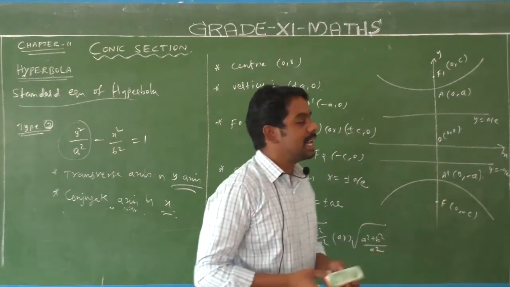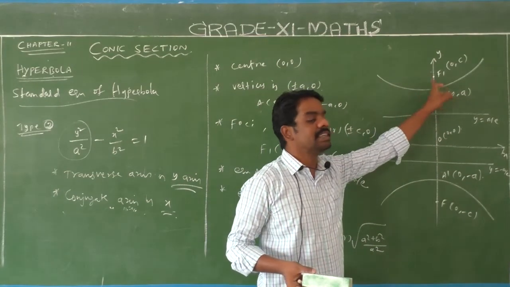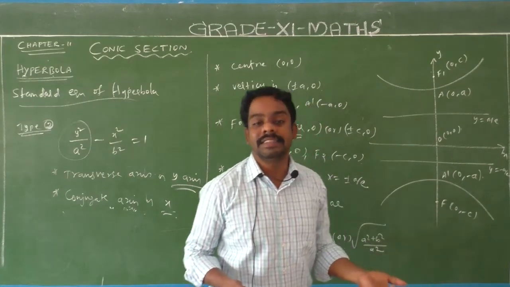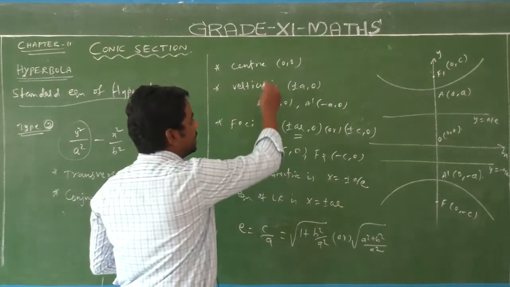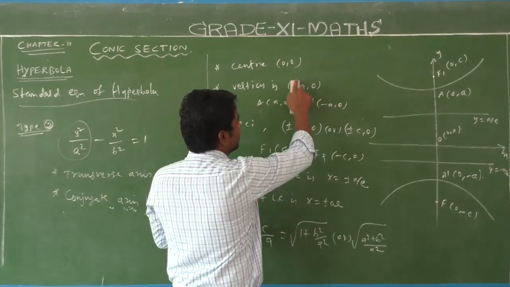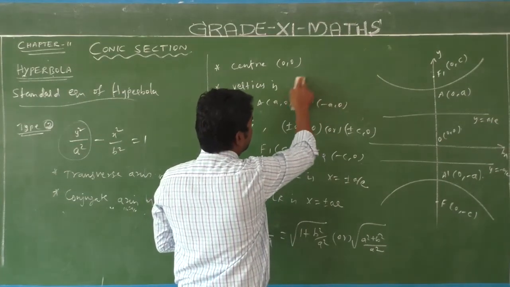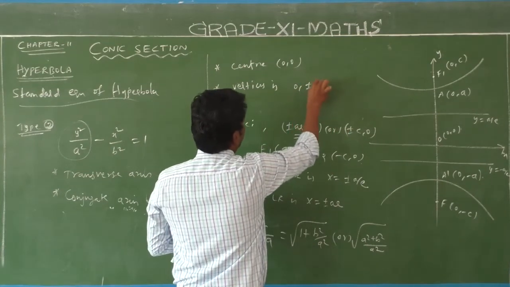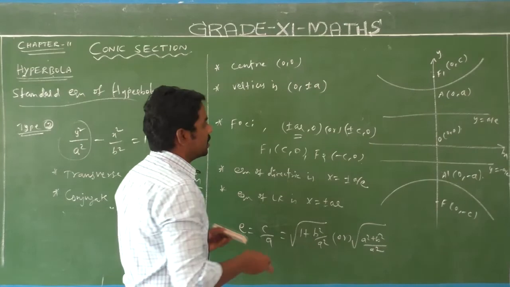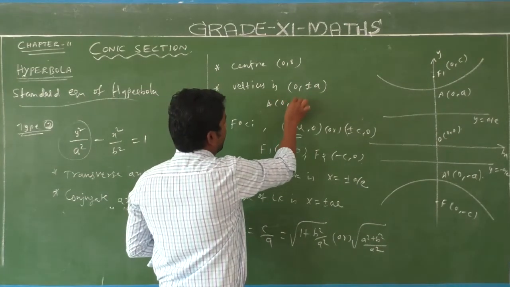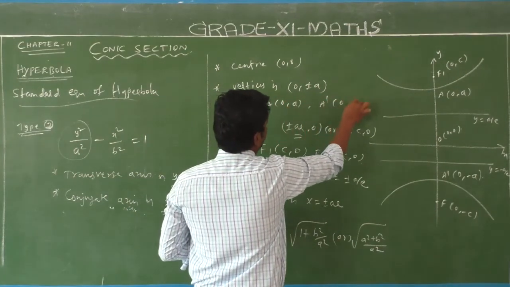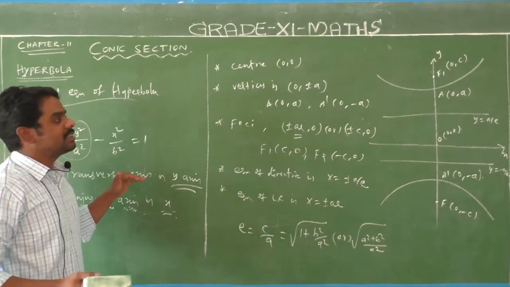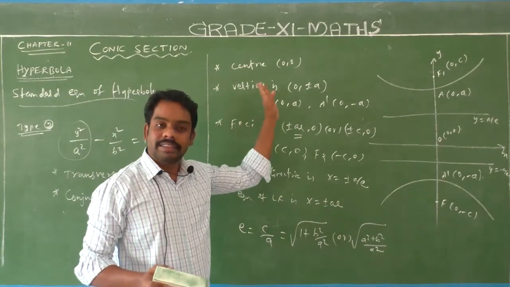The equation of the latus rectum, which passes through F1, is y equal to plus or minus ae. The center is 0, 0 and the vertices are (0, plus or minus a). This is the second type. That is, A is (0, a) and A dash is (0, minus a). When the transverse axis is the x-axis, the vertices are (plus or minus a, 0).